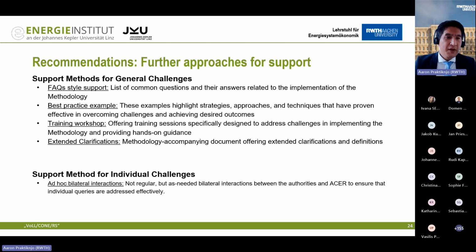And of course, not all the questions can be solved using FAQ, training, etc. Some are bound to pop up only during implementation, and here ad hoc bilateral interactions might be helpful and might be needed.